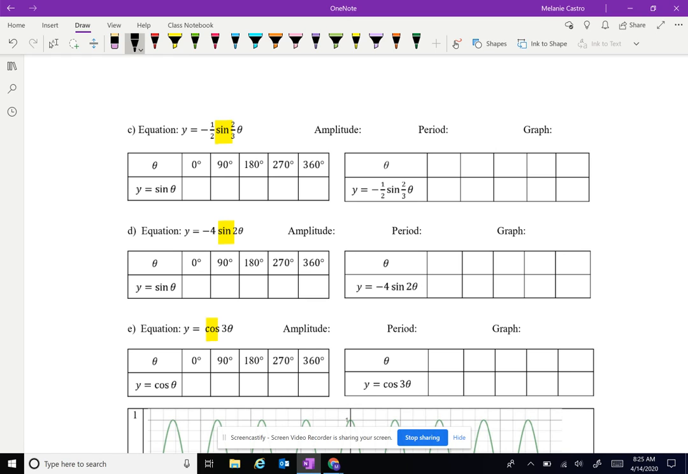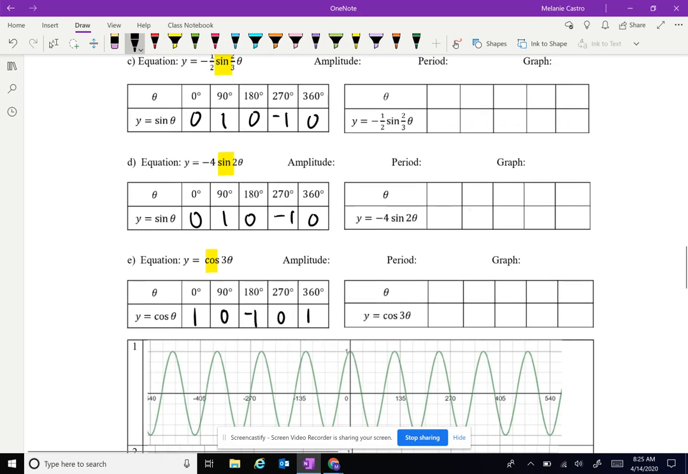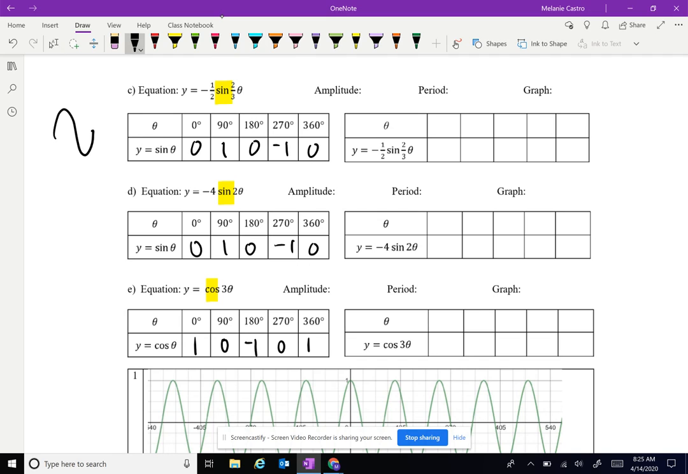For the sine parent table, it goes 1, 0, -1, 0. No, it doesn't. Snowman, remember? Oof. 0, 1, 0, -1, 0. So that one has the 3 zeros. For our cosine pattern, this is the one that starts off at 1 and has the pattern of 1, 0, -1, 0, 1. So they look slightly different. Sine waves, at least their parent functions, look different from cosine waves.